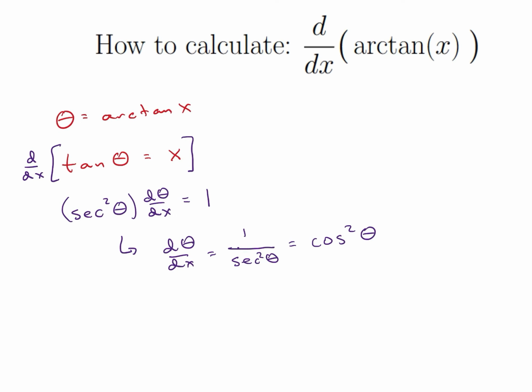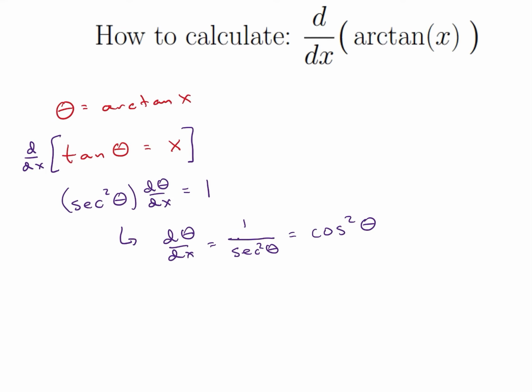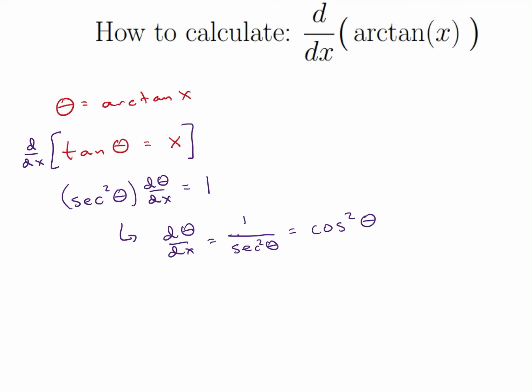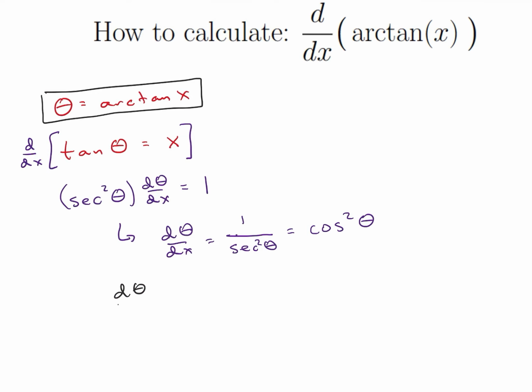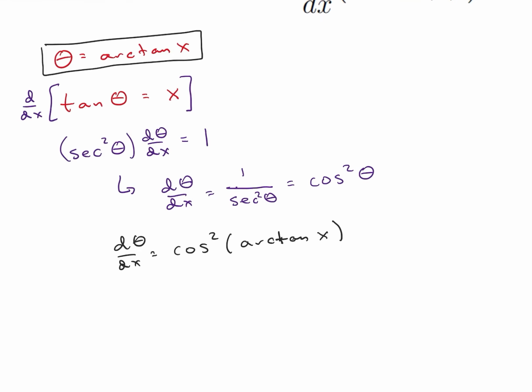All right, so I have the derivative with respect to x of cosine squared of theta. And we can do a quick substitution. So remember how we originally defined theta. So we know that d theta dx is actually equal to cosine squared of the arctangent of x. So this is a solution, but it's not very satisfying. So let's try to get this in the normal format that we see it.